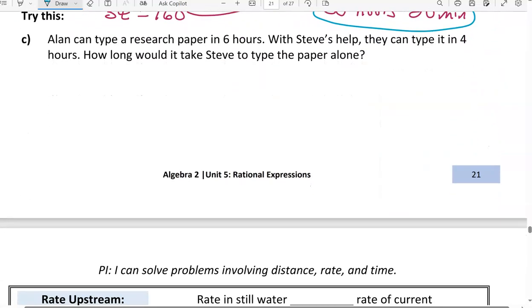All right, here's one for you to try about typing a research paper. So try this one on your own and pause the video while you do this.